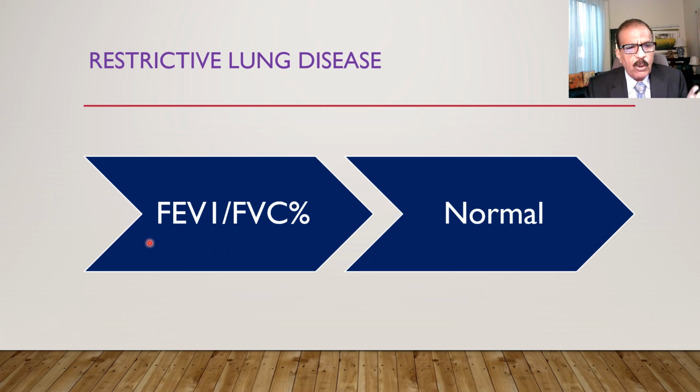Although FEV1 may be reduced to some extent or not reduced, since forced vital capacity is reduced, this value is not only likely to be normal, in some cases it may actually be increased. So the percentage of forced vital capacity exhaled during first second may be normal or increased in restrictive lung disease. Of course, forced vital capacity and vital capacity are reduced. And what about peak expiratory flow rate?